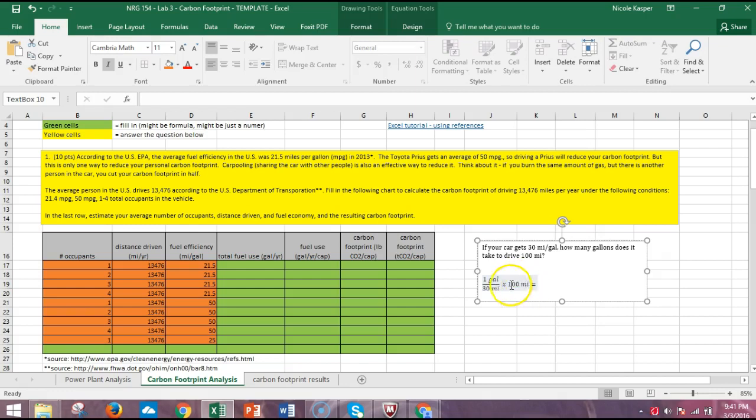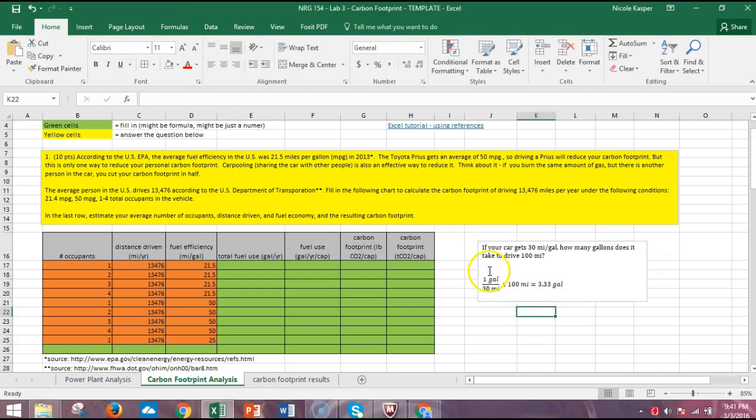So now miles are going to cancel out with miles and we're left with gallons. If you just do the division there, that's 33.33 gallons. Okay, and there's your answer. So even though the quantity itself is 30 miles a gallon, that's the exact same thing as saying 1 gallon for 30 miles. Okay, so this will help you out with this.